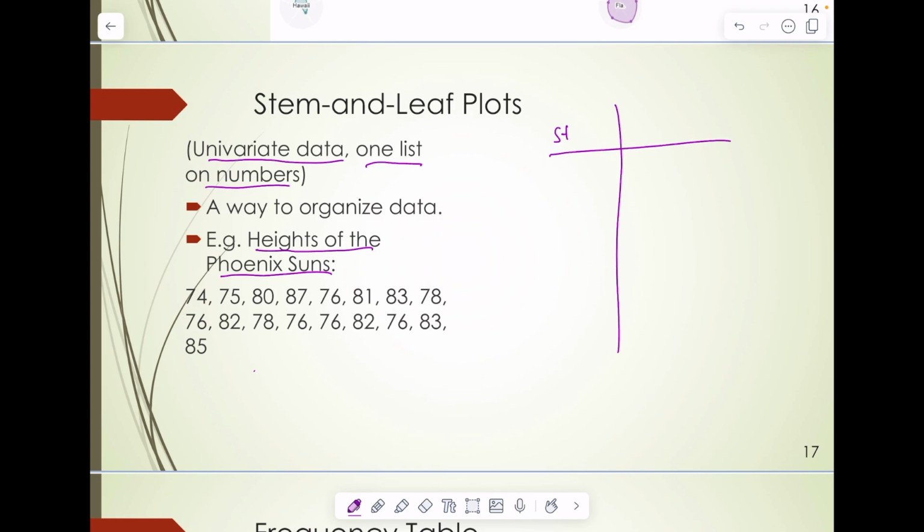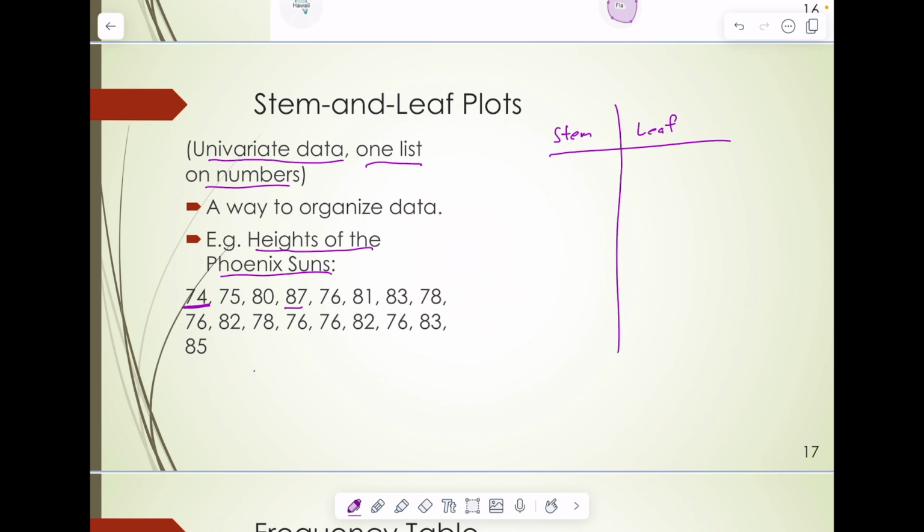On this side is going to be the stem. On this side is going to be the leaf. The first thing we need to do is find the lowest number here. The lowest number, it looks like, is 74. What's the highest number? 87? Is it 87? Yeah, the highest number here is 87.